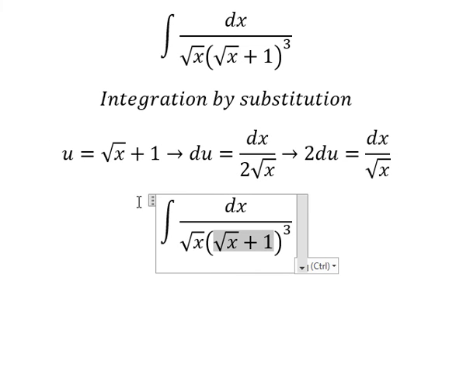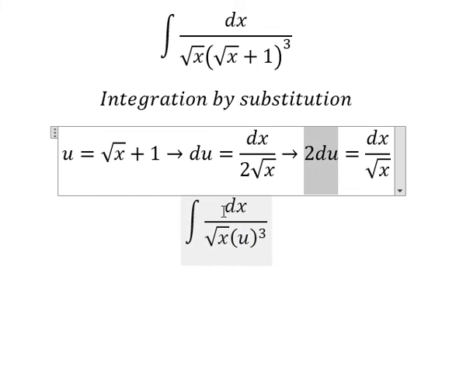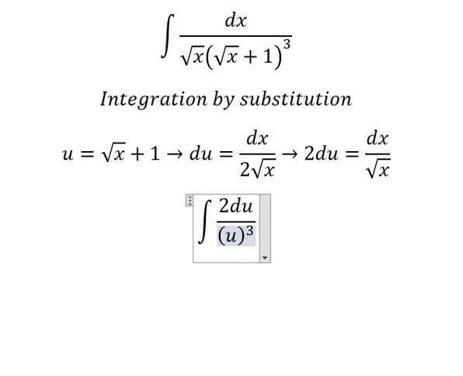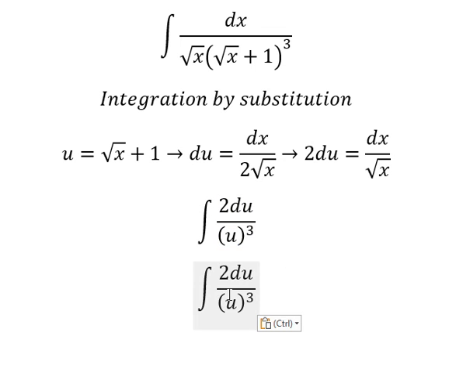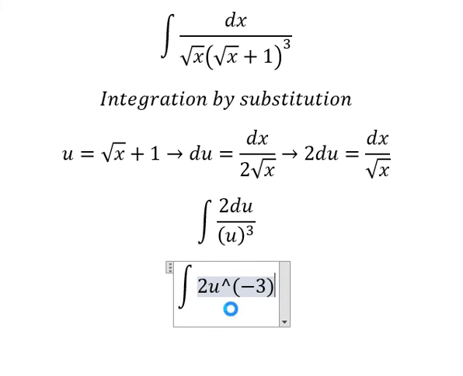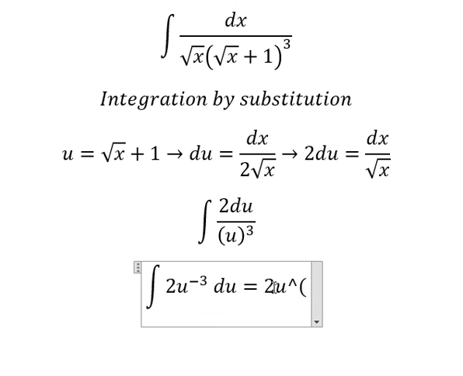So this one we change by u. The dx over the square root of x we change by this one. So we have 2u to the power of negative 3 du. Because if I want to move this one to the numerator, we need to put the negative sign. And now we have the final answer.